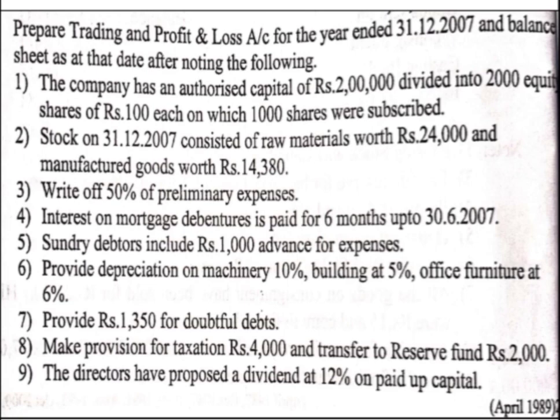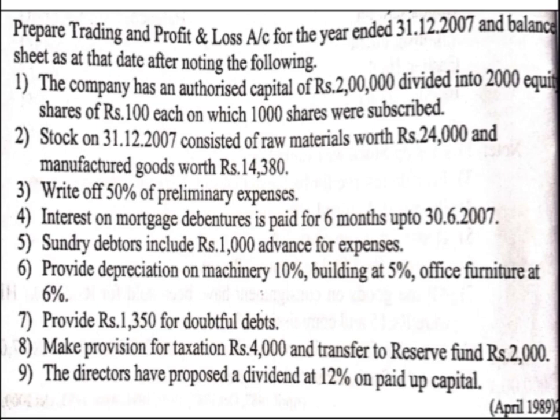Now coming to the adjustments which are given. Prepare trading and profit and loss account for the year ended 31st 12 2007 and balance sheet as on that date after noting the following. First one, the company has an authorized capital of 2 lakh which is divided into 2000 equity shares of rupees 100 each, on which 1000 shares were subscribed. Second one, stock on 31st 12 2007 consisted of raw materials worth rupees 24,000 and manufactured goods worth rupees 14,380. Third one, write off 50% of the preliminary expenses. Fourth one, interest on mortgage debentures is paid for 6 months up to 30th 6 2007. Fifth, sundry debtors include rupees 1000 advance for expenses.